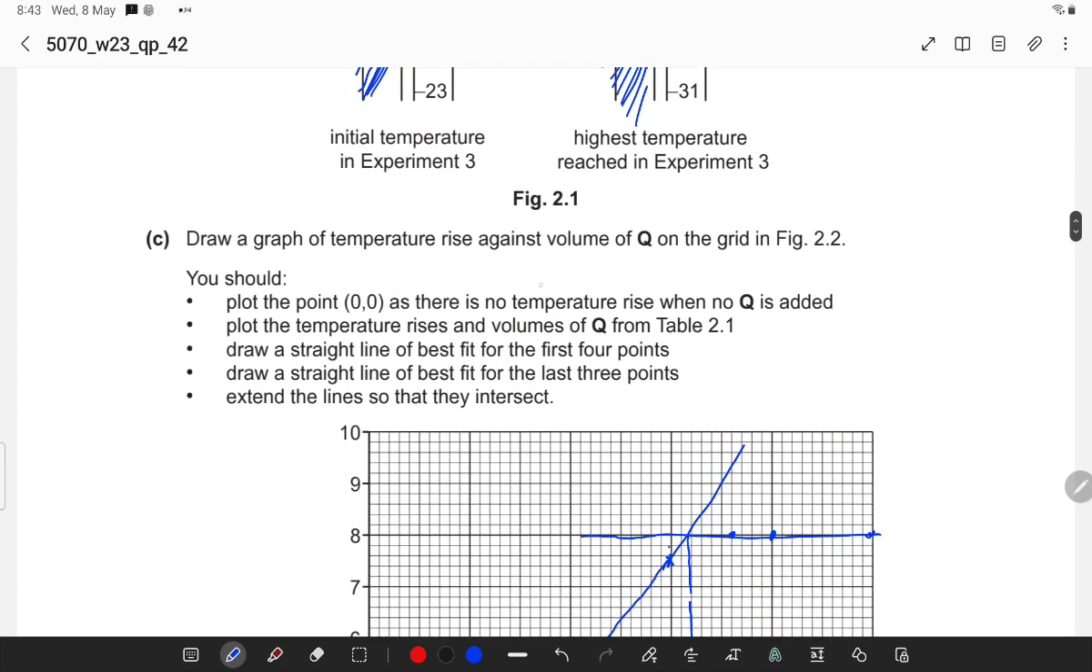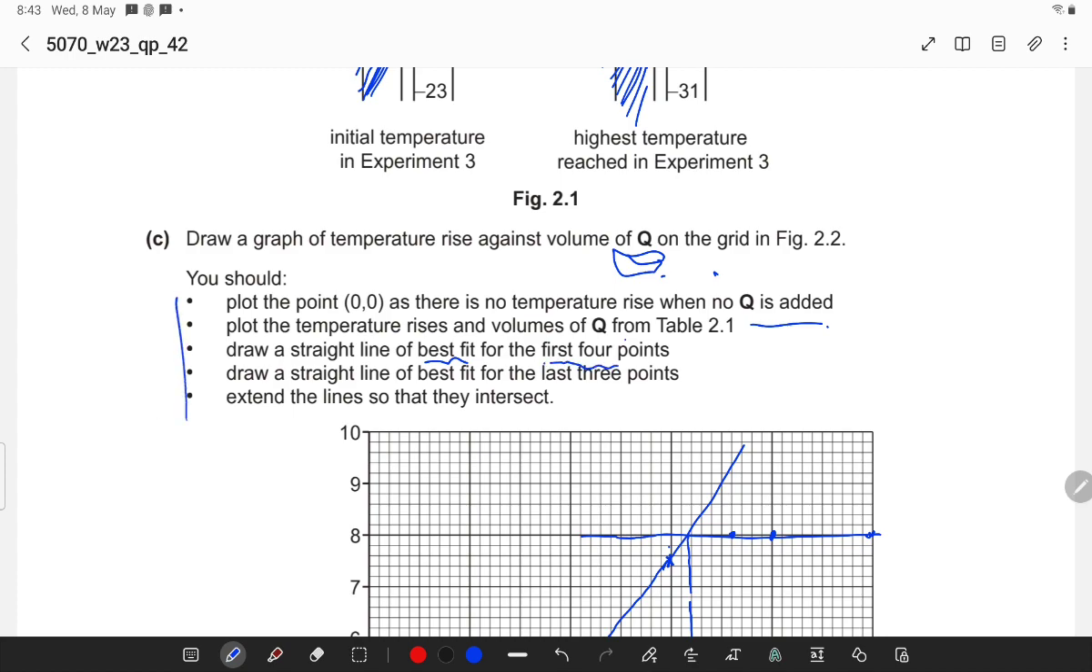Draw a graph of the temperature rise against volume of Q on the grid in figure 2.2. You should plot the point 0,0 as there is no temperature rise when no Q is added. Plot the temperature rise and volume of Q from table 2.1. Draw a straight line of best fit for the first 4 points.